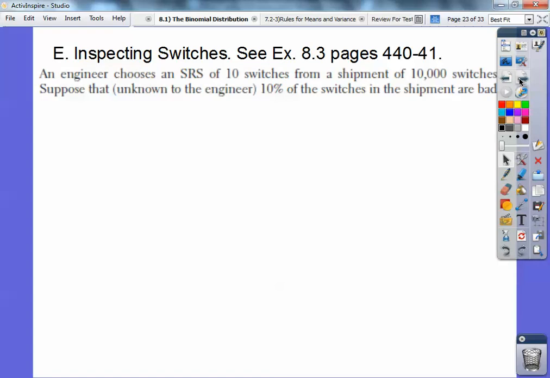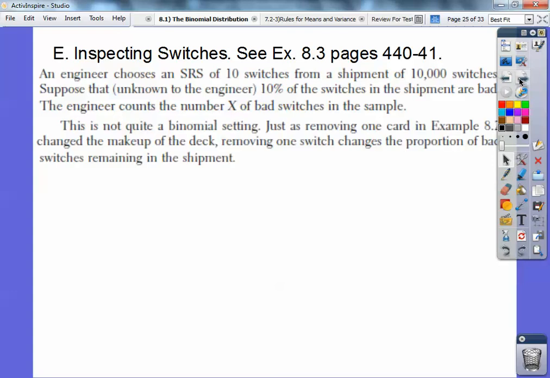Okay, inspecting light switches. An engineer chooses an SRS of 10 switches from a shipment of 10,000 switches. Suppose that, unknown to the engineer, 10% of the switches in the shipment are bad. The engineer counts the number X of bad switches in the sample. This one is not quite a binomial setting, because when you remove one switch, just like removing one card in the prior example, it changes the proportion of bad switches remaining in the shipment. So the state of the second switch chosen is not independent of the first.